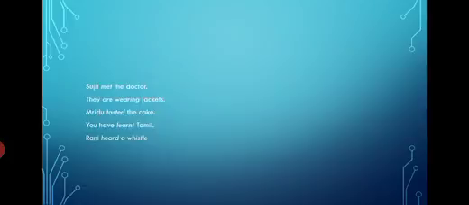Sujit met the doctor. Here we are getting the answer, the doctor. They are wearing jackets. What are they wearing? They are wearing jackets. When we make a question with what, we are getting an answer. Here, are is a helping verb, wearing is the main verb, and jackets is the object.